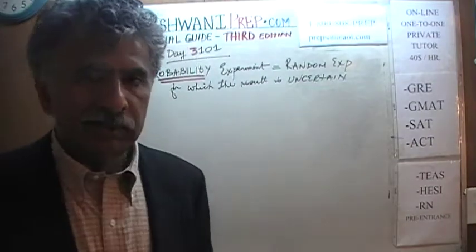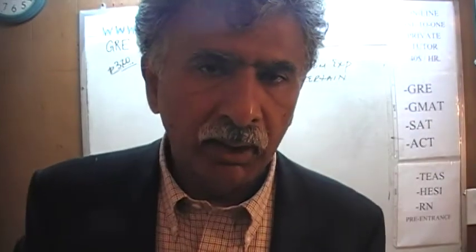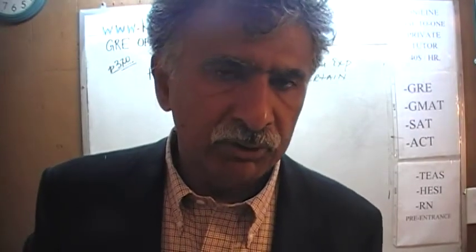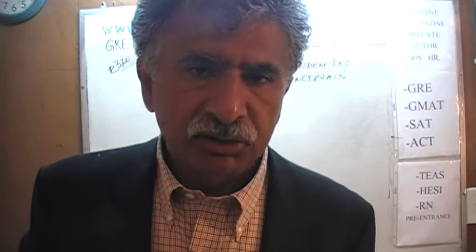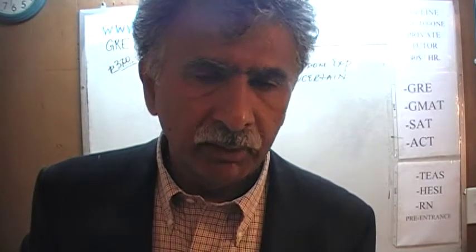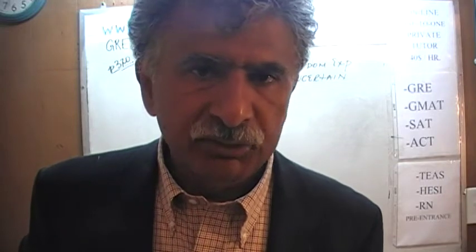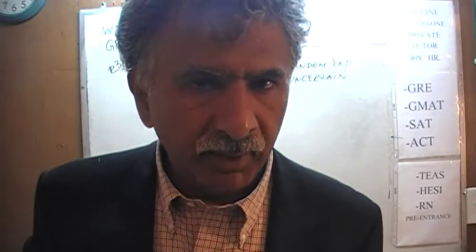If we pull a card out of a deck of cards, we don't know which card we're going to pull. If we roll a dice, we do not know what the outcome of the roll is going to be. If one student is picked at random out of 200, we do not know beforehand which student is going to be picked because we're picking one at random.